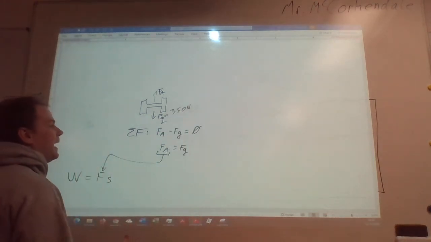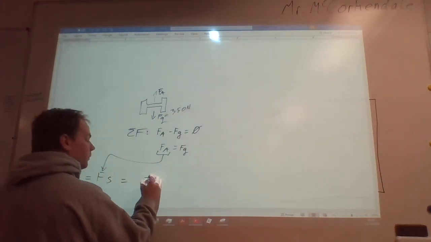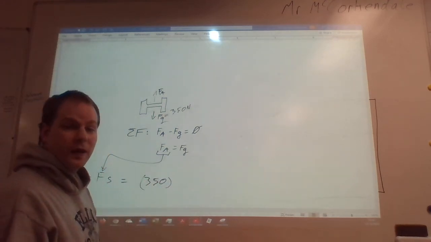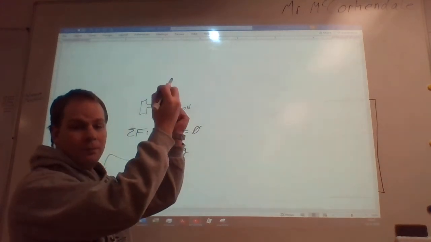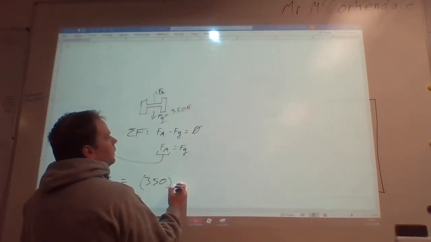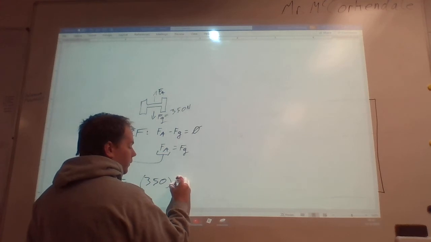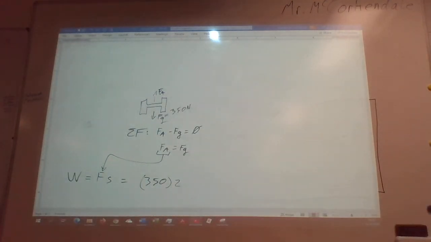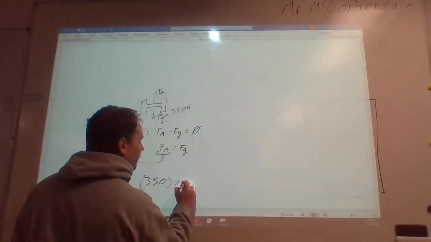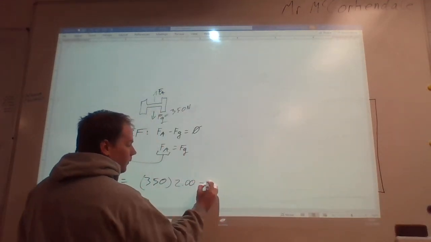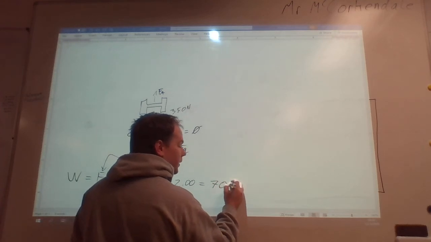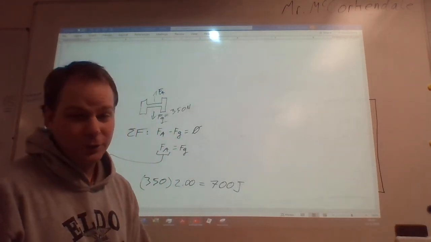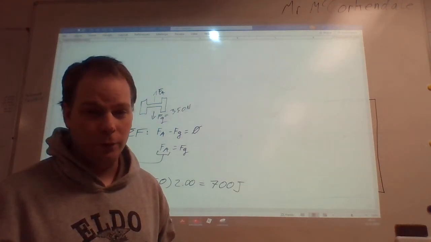So we can just take 350 newtons times the distance that he moves them because he lifts them. That distance is going to be 2 meters. Is it 2 or 2.0? 2.0, so we've got our 3 digits. 2.00 meters. That's going to give us 700 joules of work done. And that's really it. Work is pretty straightforward.